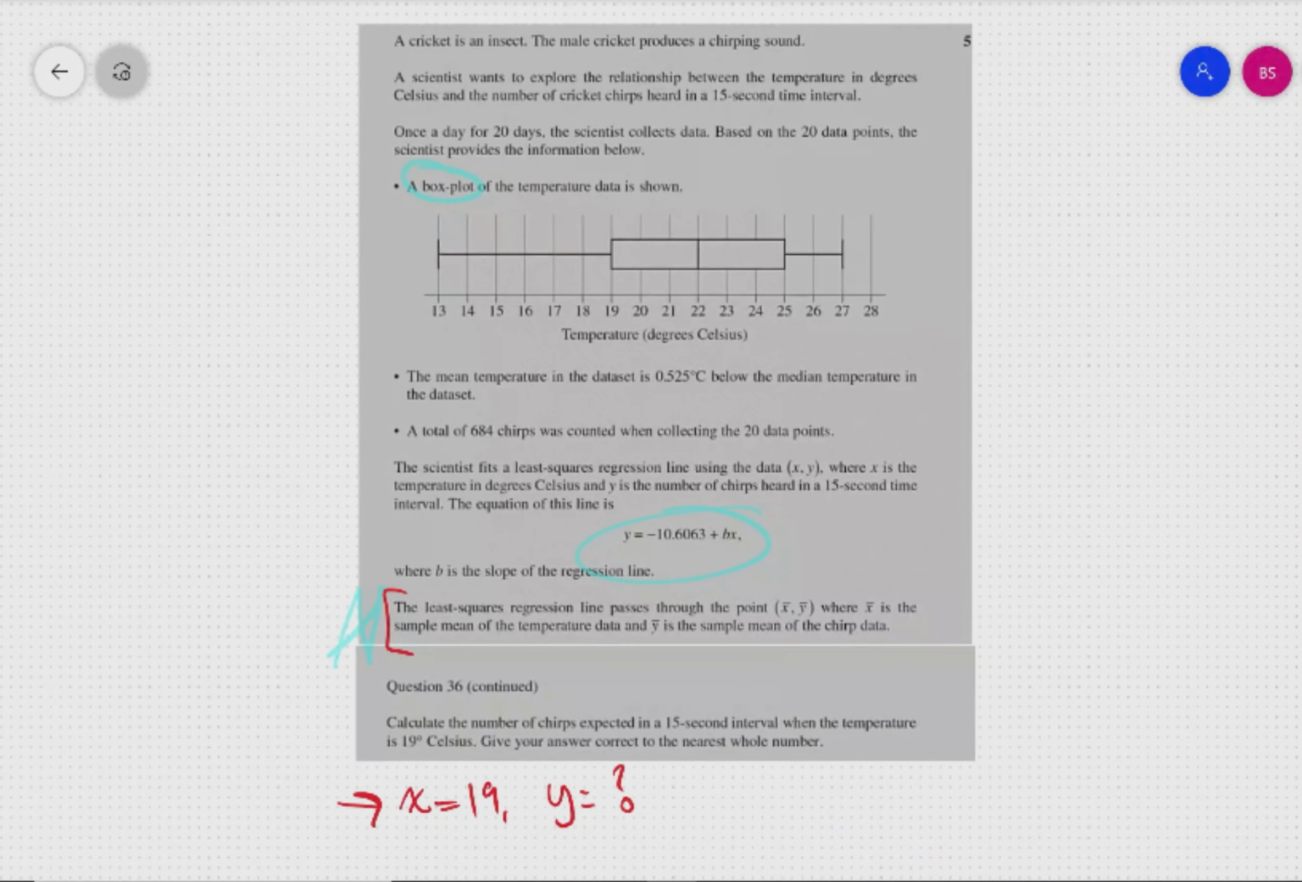And that's where this really important information about the least squares comes in. So it says the least squares regression line passes through the point x bar, y bar, where x bar is the sample mean of the temperature data and y bar is the sample mean of the chirp data. So essentially, if we have the point x bar, y bar, and we substitute that in, since we're told that it lies on that line, then we can solve for b. And once we've solved for b, that leaves only 2 unknowns in the question, which we can work with down here when we're told that x is equal to 19. That leaves us with only 1 unknown, y, which we have to find.